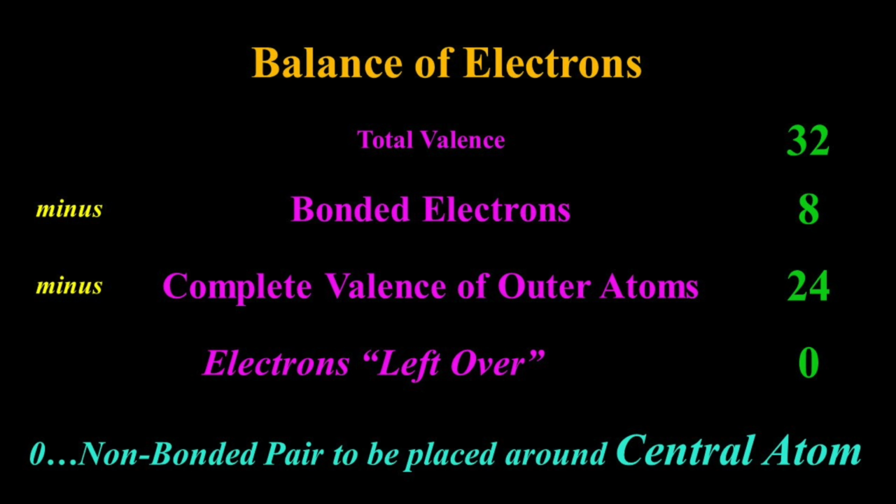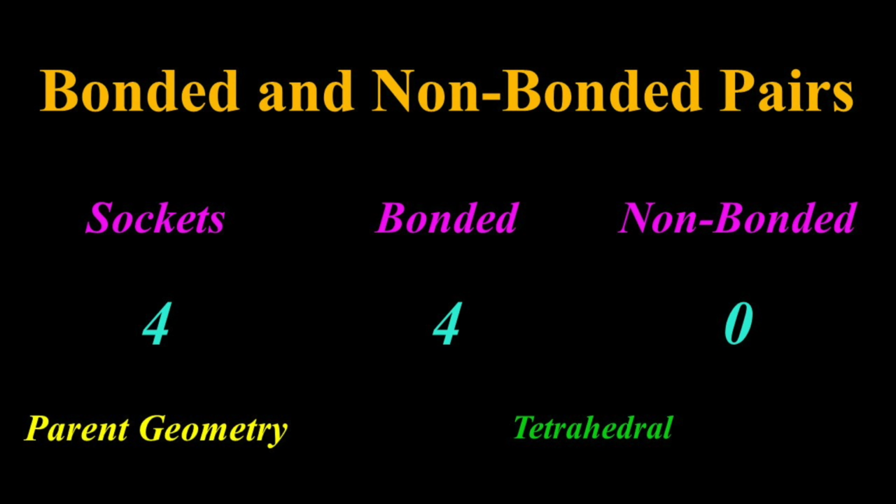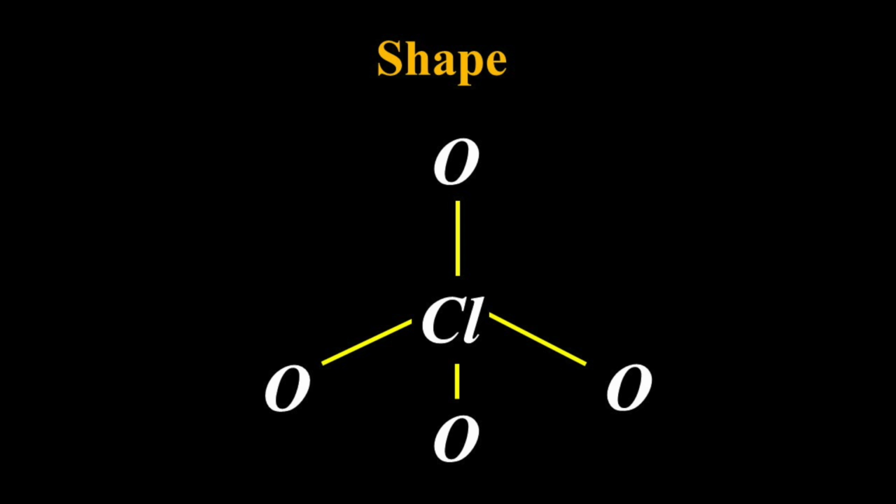So by now you can see that there are 0 electrons left over. There's going to be 4 bonds, no non-bonded pairs, and you're going to have a regular geometry. It's going to be tetrahedral, and there's not going to be a problem. You're going to have 109.5 degrees among all of the angles, and that's the end of it.